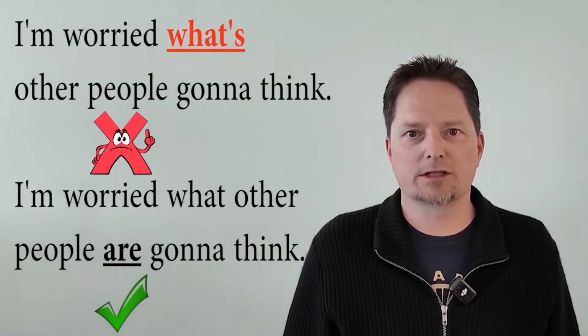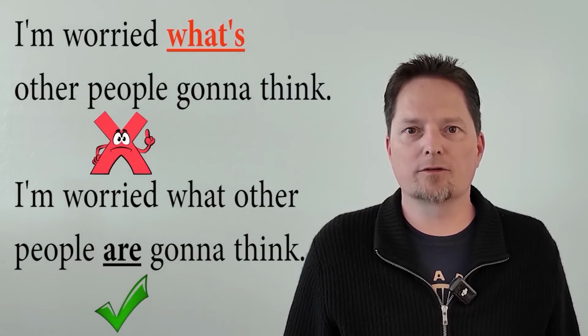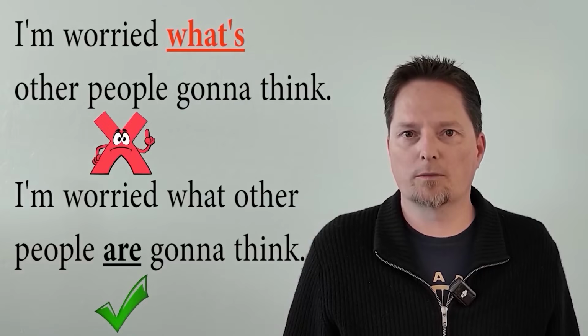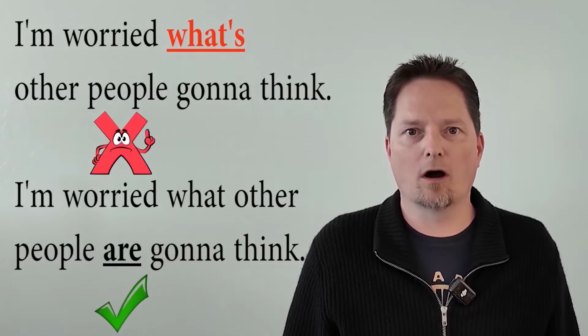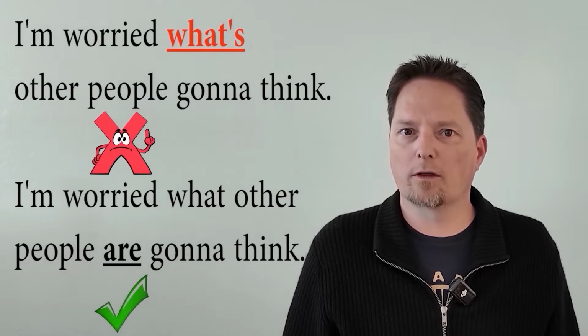This is a direct question. This is correct. What are other people going to think? But if you say I'm worried, you have to move the verb. I'm worried what other people are going to think. Pronunciation, what other people are going to think. Altogether, I'm worried what other people are going to think. Other people are going to think. So we don't hear are, we hear what other people are going to think. I'm worried what other people are going to think.